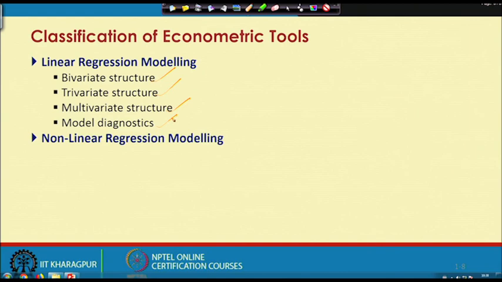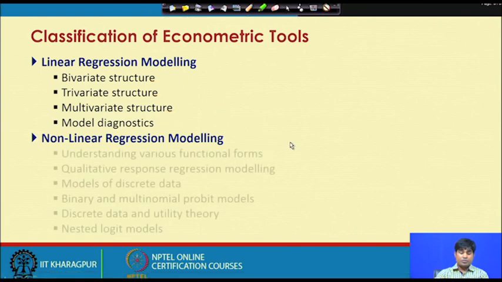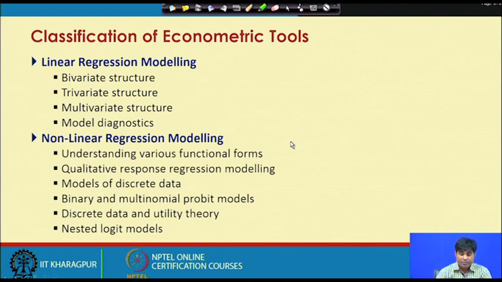Then the second unit under the classification will be nonlinear regression modeling, and there too we will discuss different aspects, starting with understanding various functional forms, qualitative response regression modeling, models of discrete data, then binomial and multinomial probability models, discrete data and utility theory, then nested logit models.